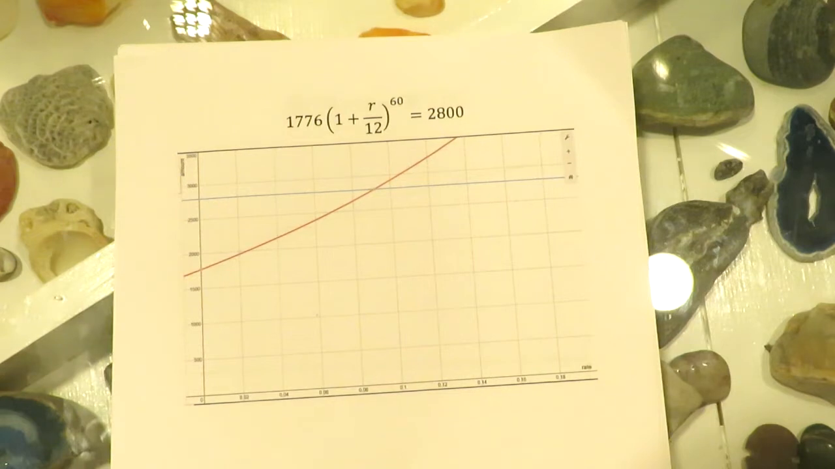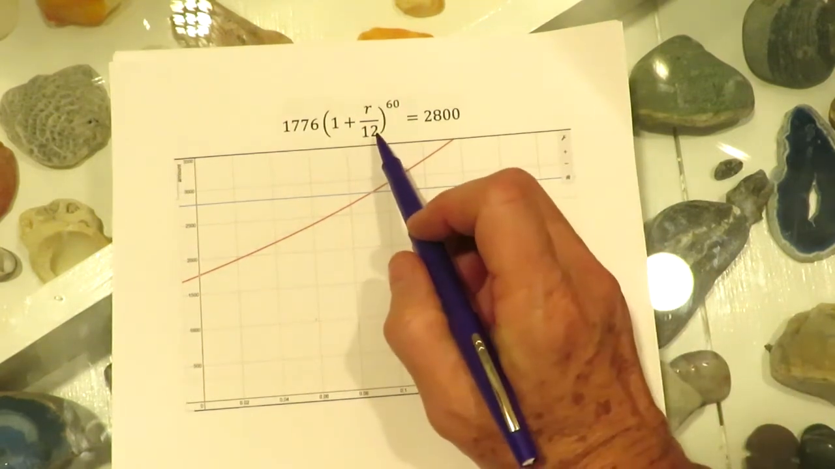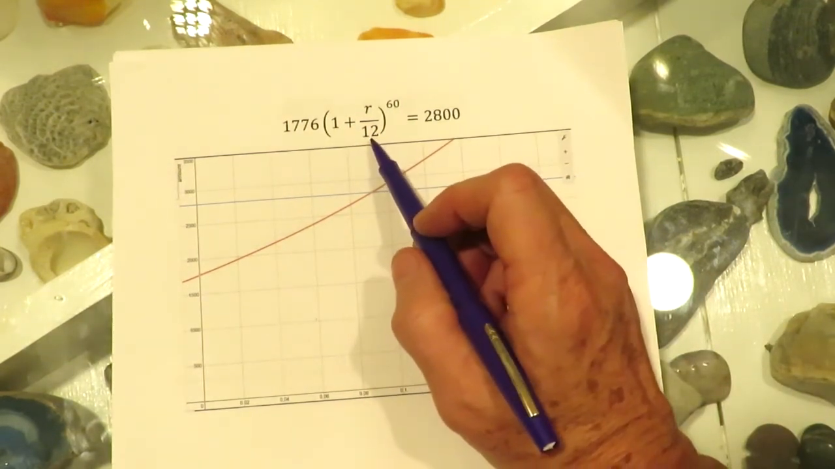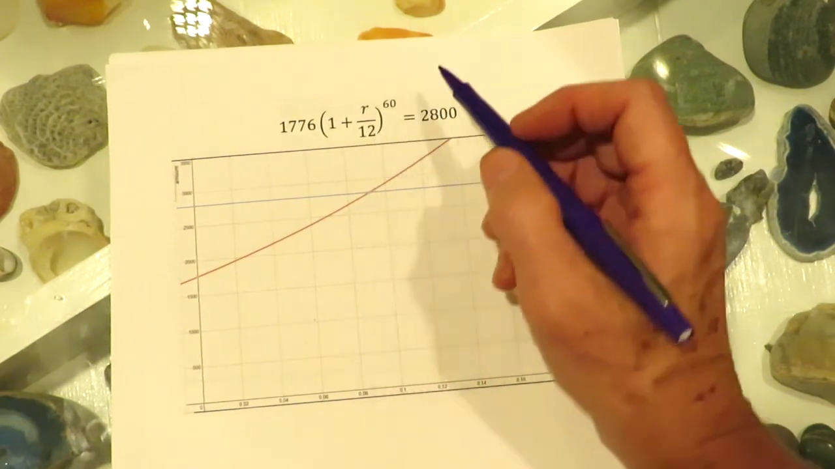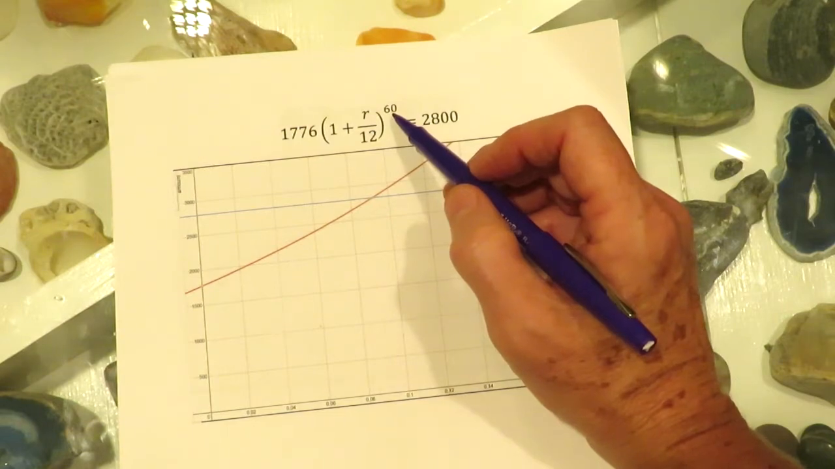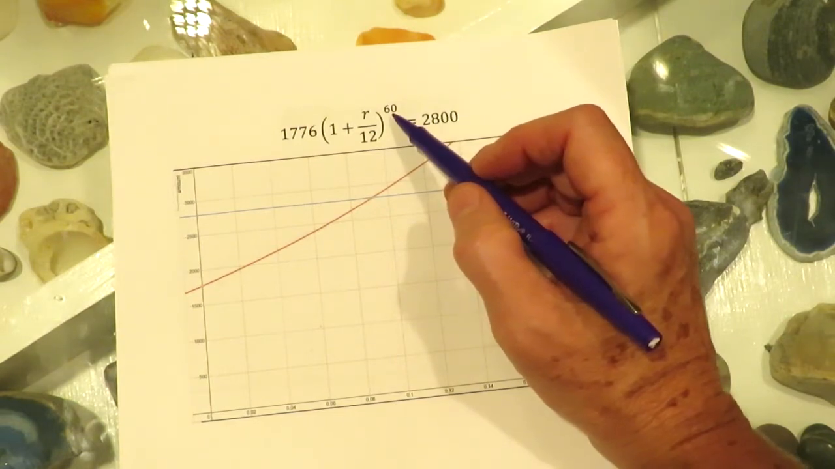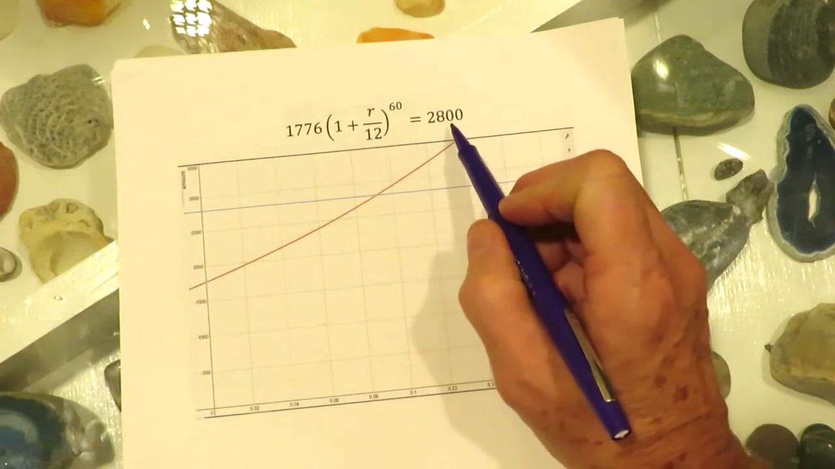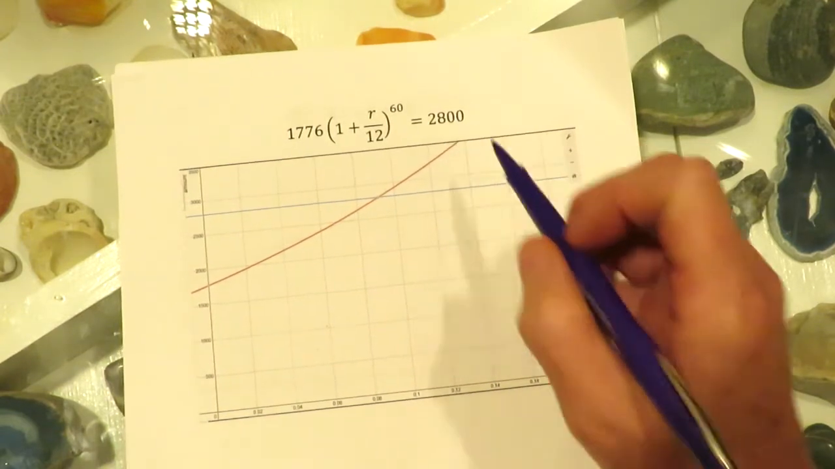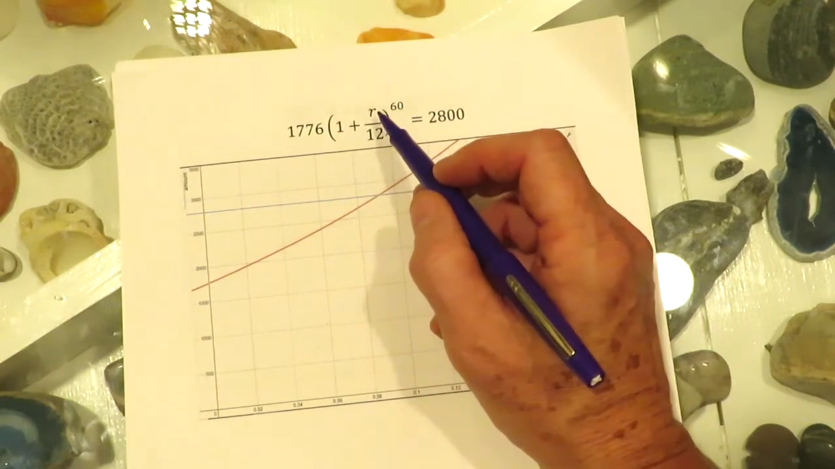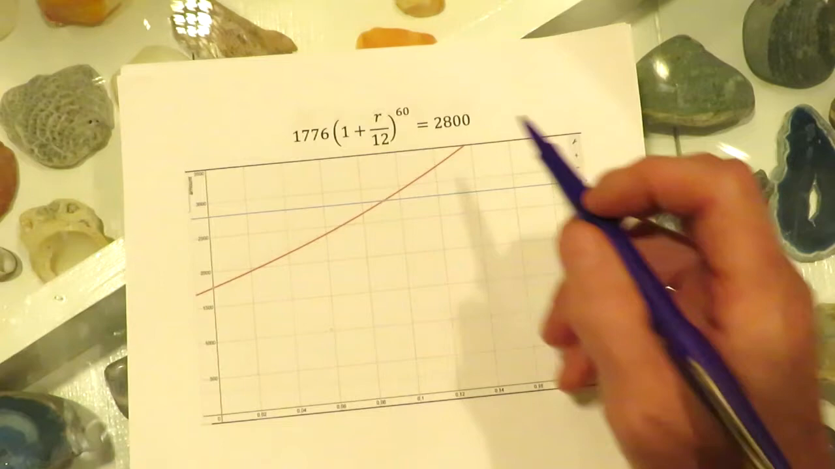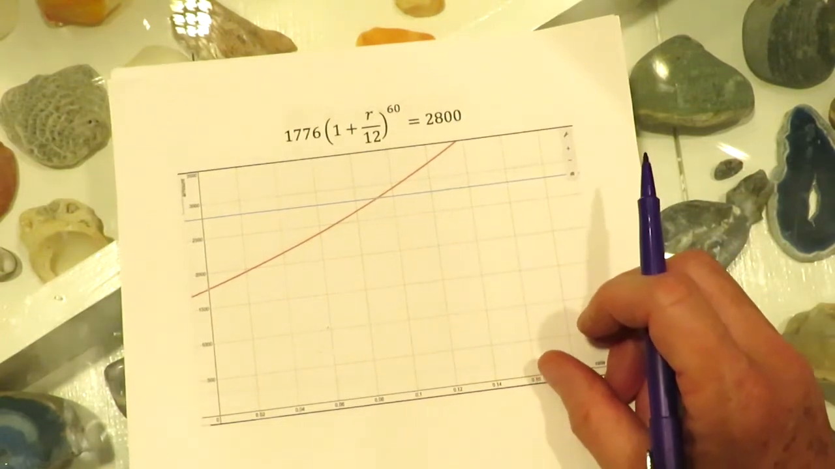Here we could imagine that we're investing $1,776 and we are investing it in a CD that gives us interest every month. So our interest rate would be divided by 12 months, and I'm going to keep the money in there for 5 years. So 60 months is 5 years. I'm hoping to grow my account to $2,800. So I want to know what kind of rate I would need in order to have my money grow to $2,800.